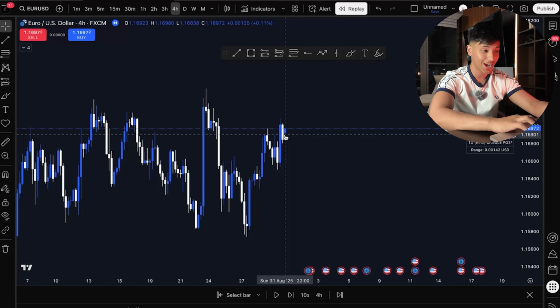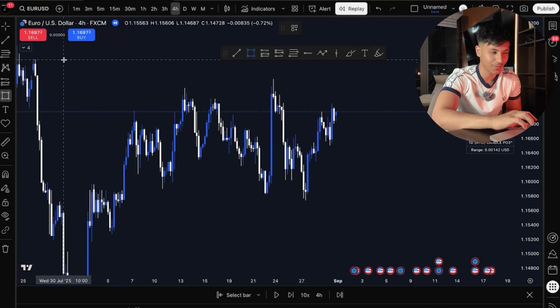Nevertheless, let's get right into this trade breakdown. So as always, we start off on our higher time frame and figure out our higher time frame bias. Now, first things first, on EURUSD, I have noticed one thing that stood out to me the most.